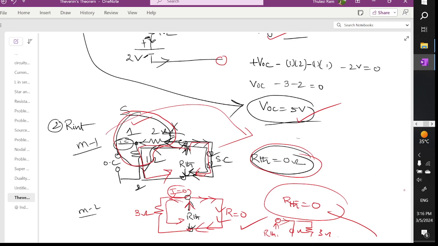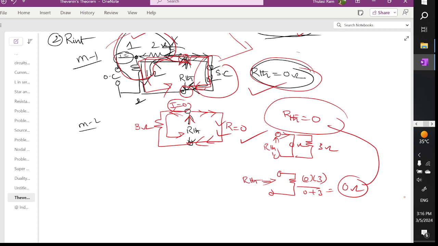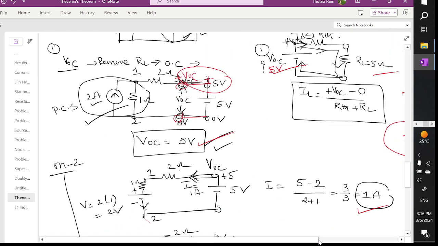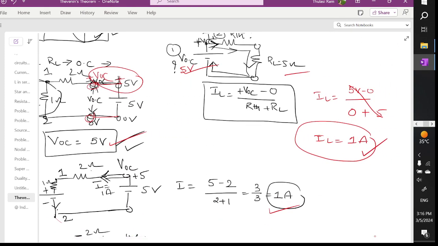Next, the second step is to remove the load resistor. So I have removed the load resistor and redrawn it, and I can see here current will not flow in this branch, current will flow only in this branch. I am saying that directly RThevenin is 0. Or if you think, you can see these two branches are again in series. 2 plus 1 is 3 ohm, so current will start flowing. Current doesn't flow in this branch, current will flow only in this branch, again R equal to 0. So by substituting all the values, 5 volts minus 0 divided by RThevenin, which is 0, plus 5 ohm, you are going to get 1 ampere.